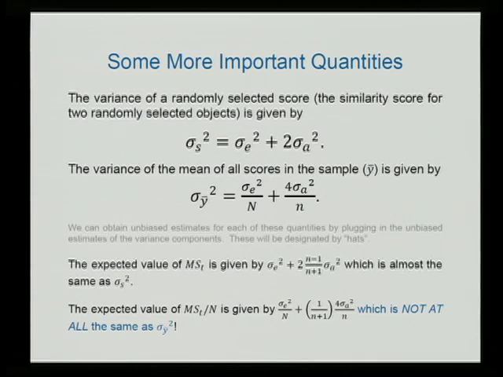The expected value of that sample variance, the formula is given to you there, is very close to the variance of the similarity score. And that's good. But the expected value of the sample variance divided by cap N is very different from the variance for Y bar. And that's bad if you happen to use that as a substitute for the variance of Y bar. And people who ignore the correlation structure, that's effectively what they do.